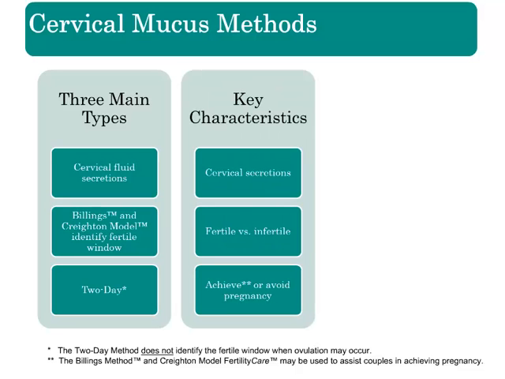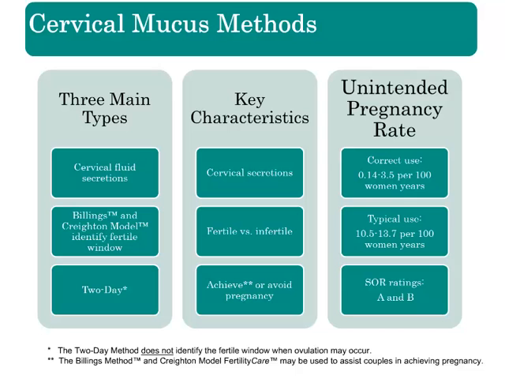All three methods are based on observing the presence or absence of cervical fluid secretions at the vulva. Different methods require a different level of detail regarding these observations. The Billings and Creighton methods identify the fertile window, so they can be used to both achieve and avoid pregnancy. We can also add to this group the Marquette method, which technically is a symptohormonal method, but has a mucus-only protocol with evidence to support its effectiveness.